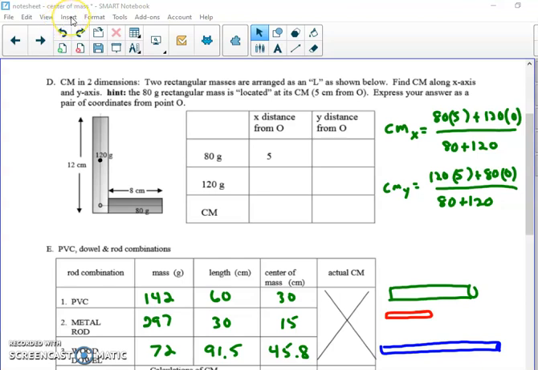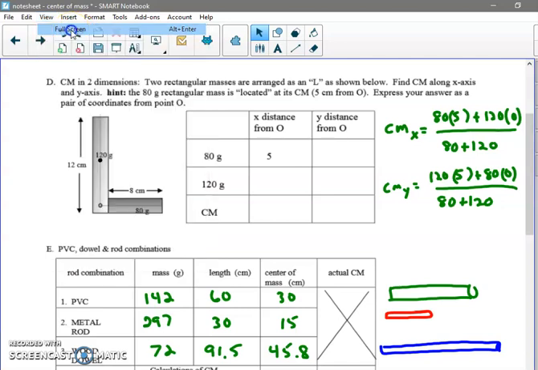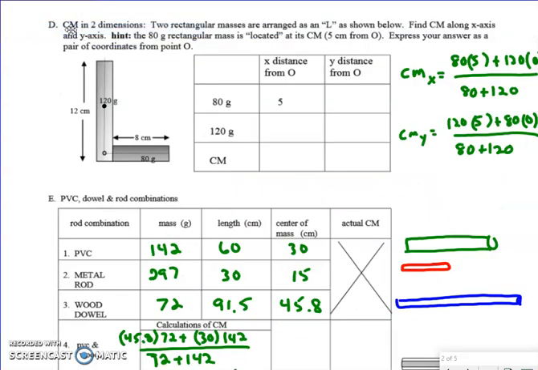Everyone, I'm going to go over the solutions to problems D and E from the center of mass homework, or practice I should say. I've already written in some of the calculations, but I'll walk you through them, and come into class if you have any further questions.